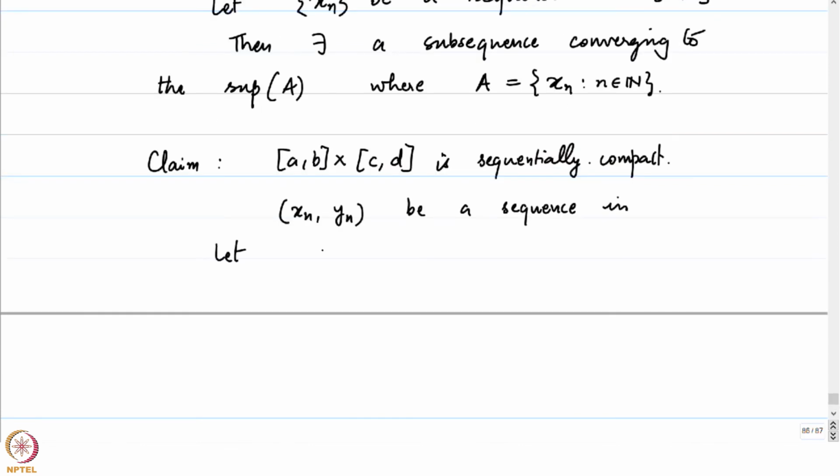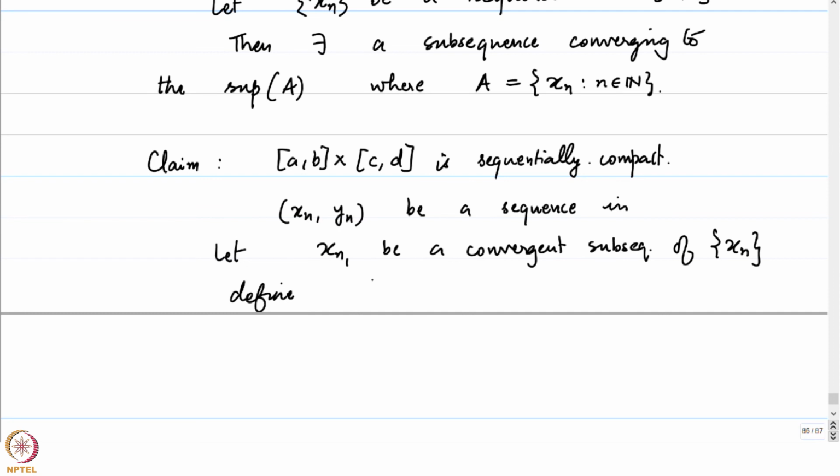Let xnk be a convergent subsequence of xn, of just the first coordinate. Remember that these xn's belong to the closed set AB, and therefore we have a convergent subsequence. Now define a new sequence.